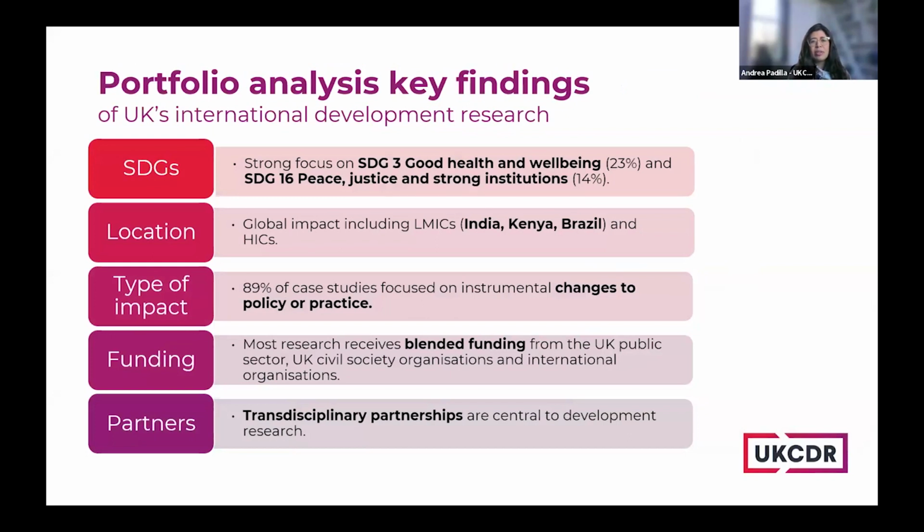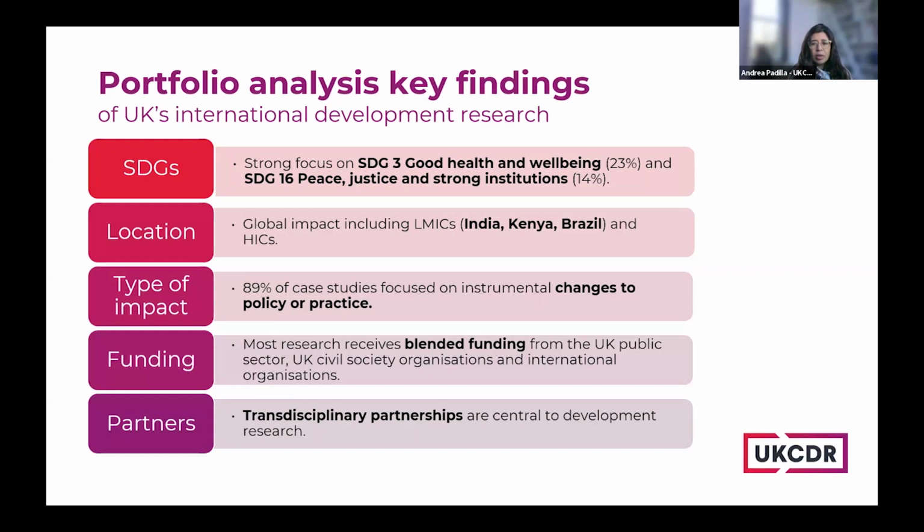These are just a few of our overall key findings of the mapping analysis. In terms of SDGs, we identified a very strong focus on SDG 3 on good health and well-being, and SDG 16 on peace, justice, and strong institutions. In terms of location, there was a clear global impact across multiple LMICs, mainly India, Kenya, and Brazil, but also high-income countries. In terms of type of impact, most of the case studies really exhibited impact on changes to policy or practice, which we call instrumental impact. I'll explain a little bit more about that in a second.